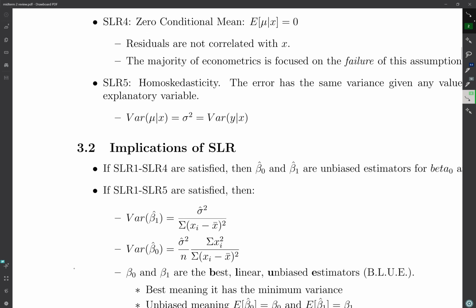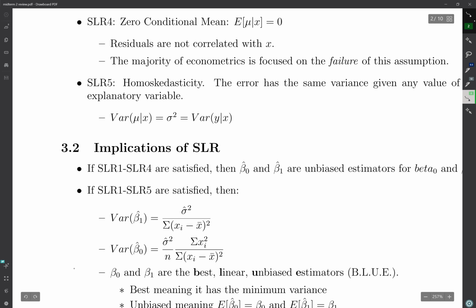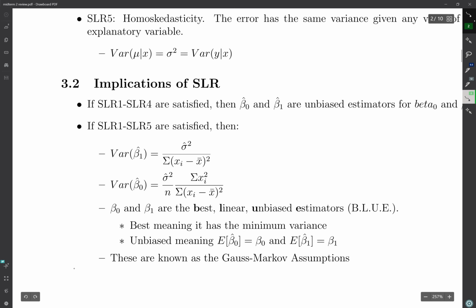Zero conditional mean. Okay, so in other words, our error term, given that we're controlling for some x, we're assuming to be 0. Okay, so in other words, our residuals are not correlated with x. So there's not something in our error term that's correlated with both our independent variable and our dependent variable. Okay, this is a very commonly failed assumption.